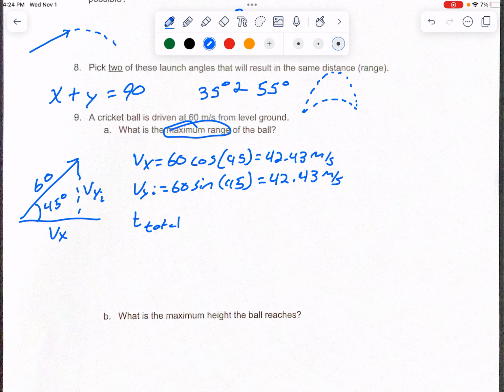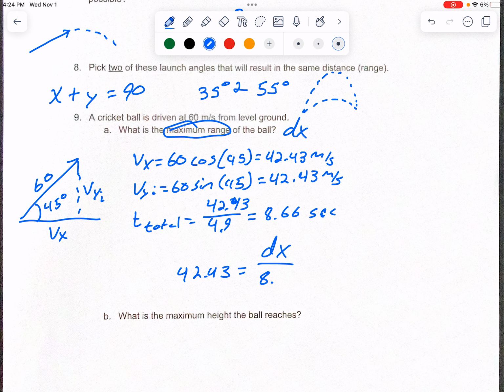T total is going to be 42.43 divided by 4.9. I was jumping ahead to Vx equals dx over t. So 42.43 divided by 4.9, and you're going to get 8.66 seconds. So remember, Vx equals dx over t. Remember, range is how far horizontal, so that's our question mark. So Vx is 42.43, dx we don't know, time is 8.66. Multiply both sides, and you're going to get a range of 367.44 meters.